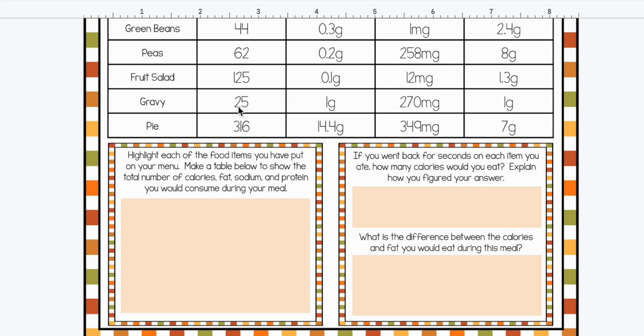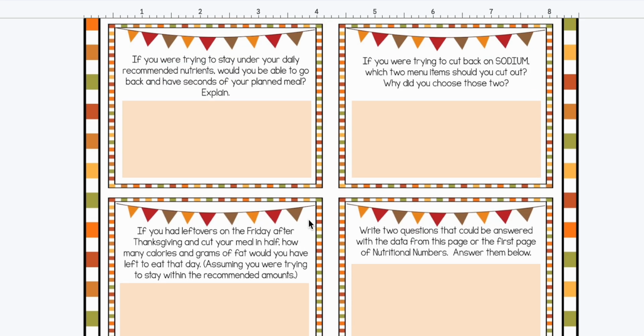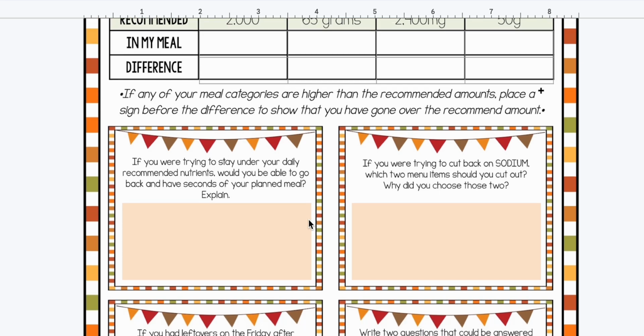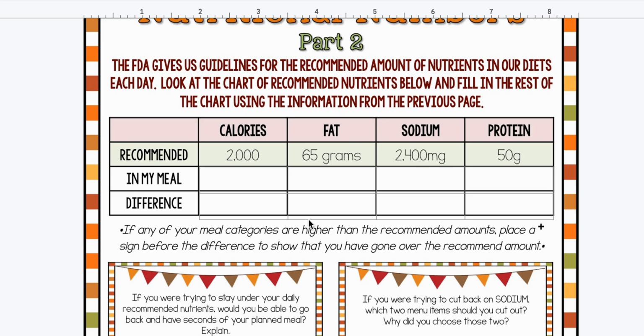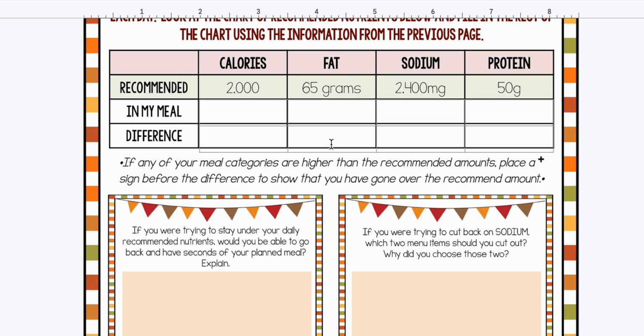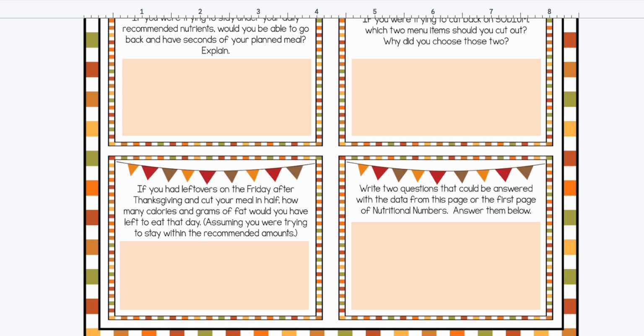It asks you to highlight all of the foods up here on the chart that you used in your menu. And then below is going to show the number of calories, fat, sodium, and protein that we would consume in all. So you're basically going to figure out how many total grams of protein you are eating in general. How many grams of sodium are you going to be eating in all? Again, this chart's already here for you. You're just filling it in. And then if there's a difference, you're putting that there. Make sure you answer the questions.